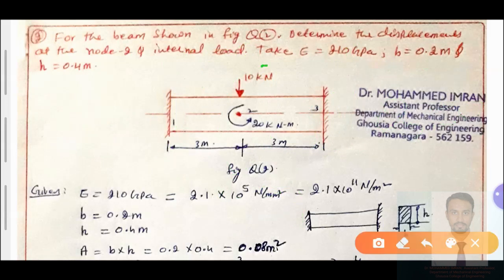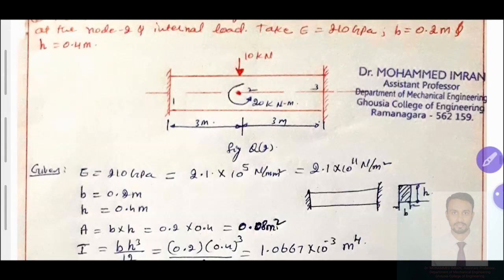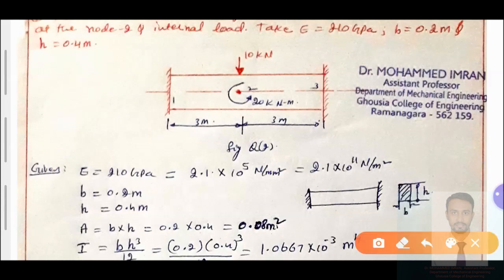Then take Young's modulus 210 gigapascal, B is equal to 0.2 meter and H is equal to 0.4 meters. He has given a rectangular cross section for the beam element, and Young's modulus of the beam element is given as 210 gigapascals. Now we have got the problem. We'll take down the data first, then we'll solve the problem. Given a fixed beam, Young's modulus E is equal to 210 gigapascals.